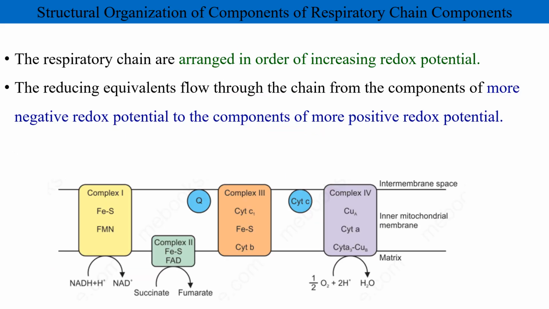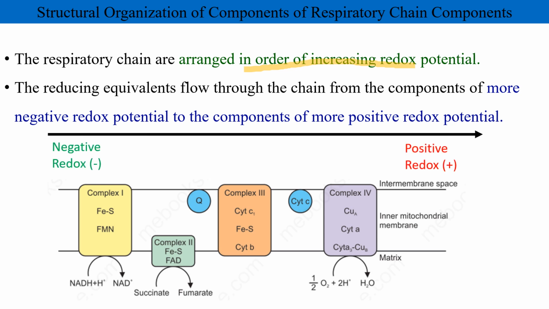Structural organization of components in the respiratory chain. The components in the respiratory chain are arranged in increasing order of redox potential. Reducing equivalents flow through the chain from the components of more negative redox potential to the more positive redox potential. So in the respiratory chain, complex 1 has a negative redox potential and complex 4 has a more positive redox potential. The complexes are arranged from more negative potential to more positive redox potential.